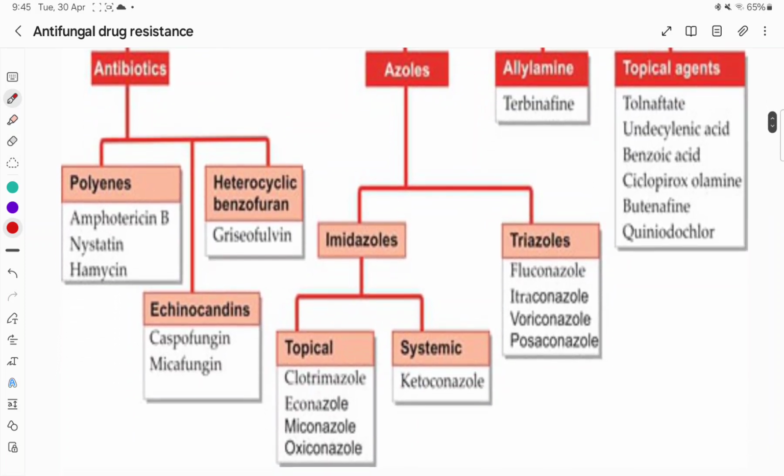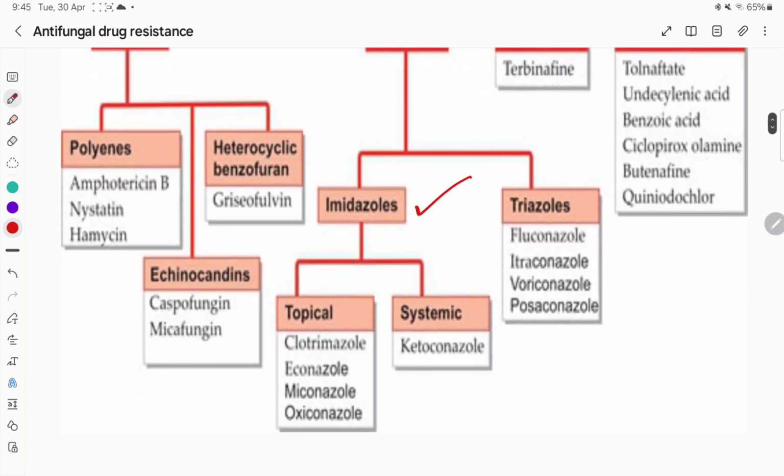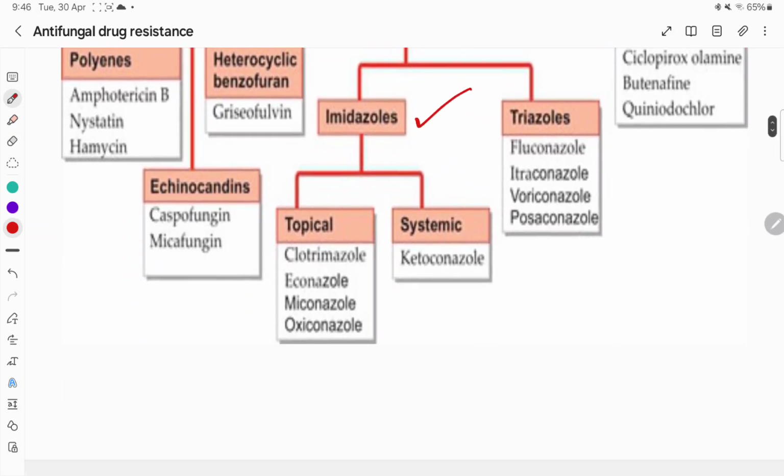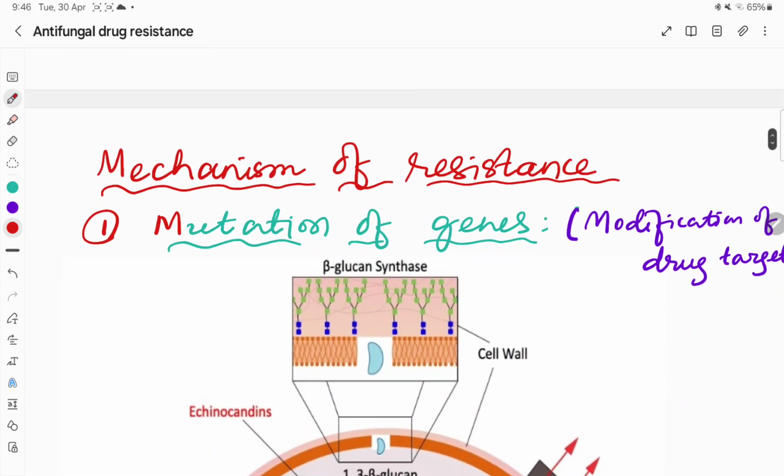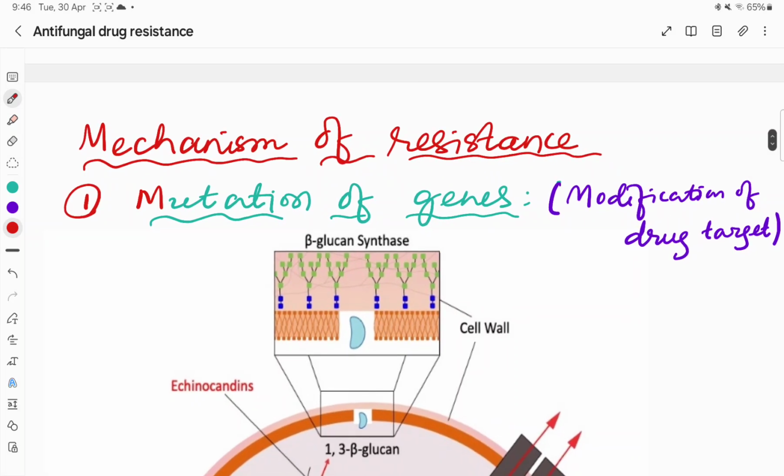systemic and topical, mainly these imidazoles. Imidazoles, and also the triazoles, can be classified as systemic and topical. You can refer to our earlier classes on the antifungal drugs.